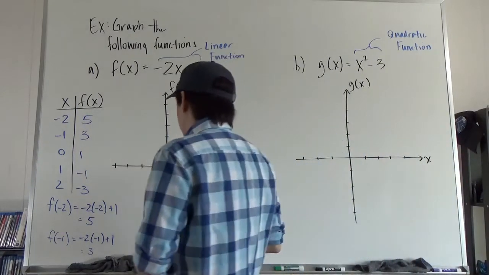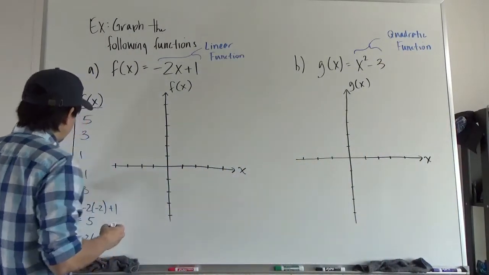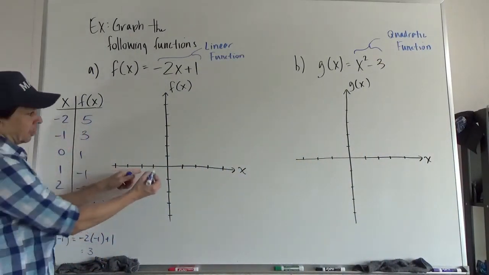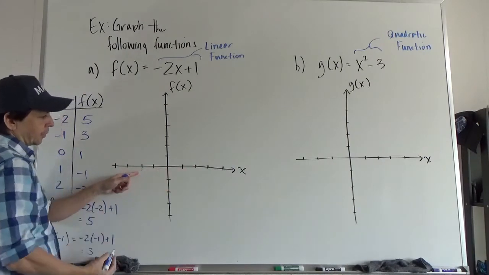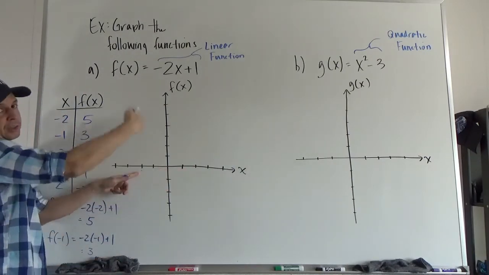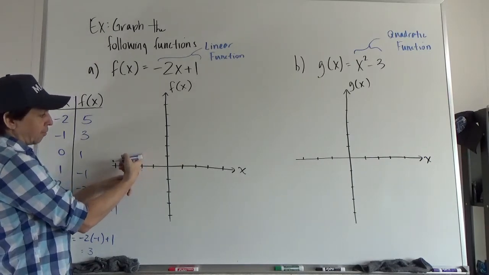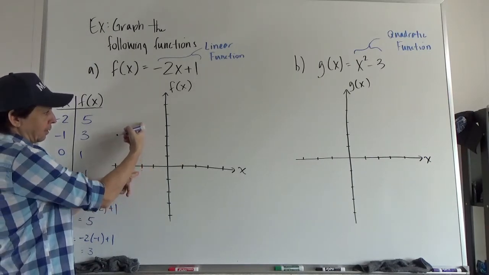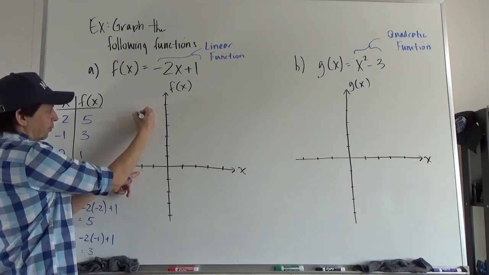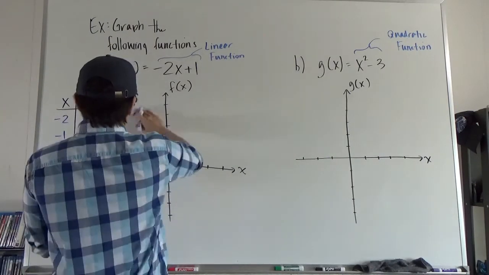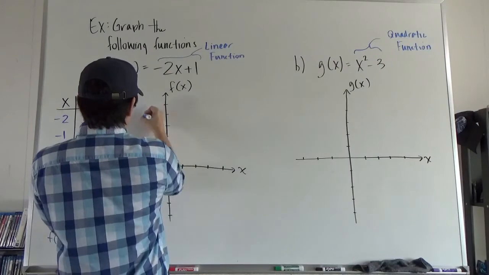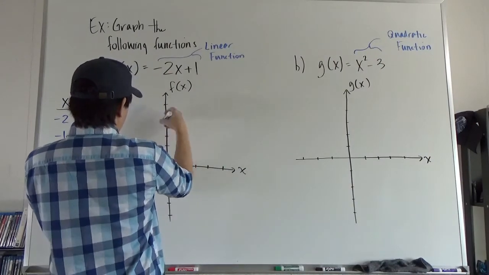Okay, let me plot these points. -2, 5 is -2 along the x right here, and 5 along the f of x axis, which again is essentially doing the same thing as when you have a y coordinate of 5. 1, 2, 3, 4, 5 right here. Oh, am I off? It's hard for me to do it from this side. 1, 2, 3, 4, 5. Okay.